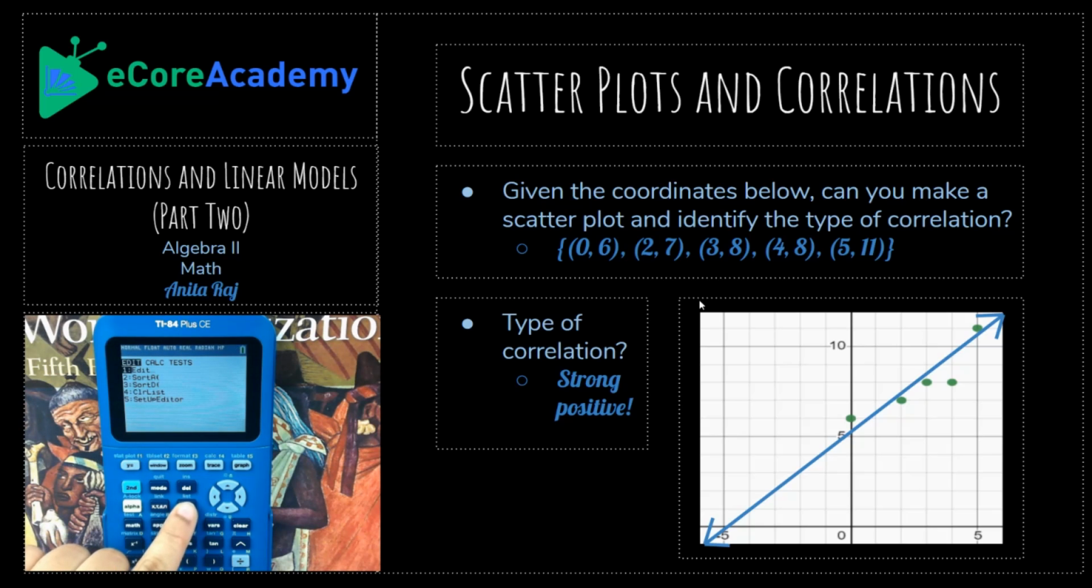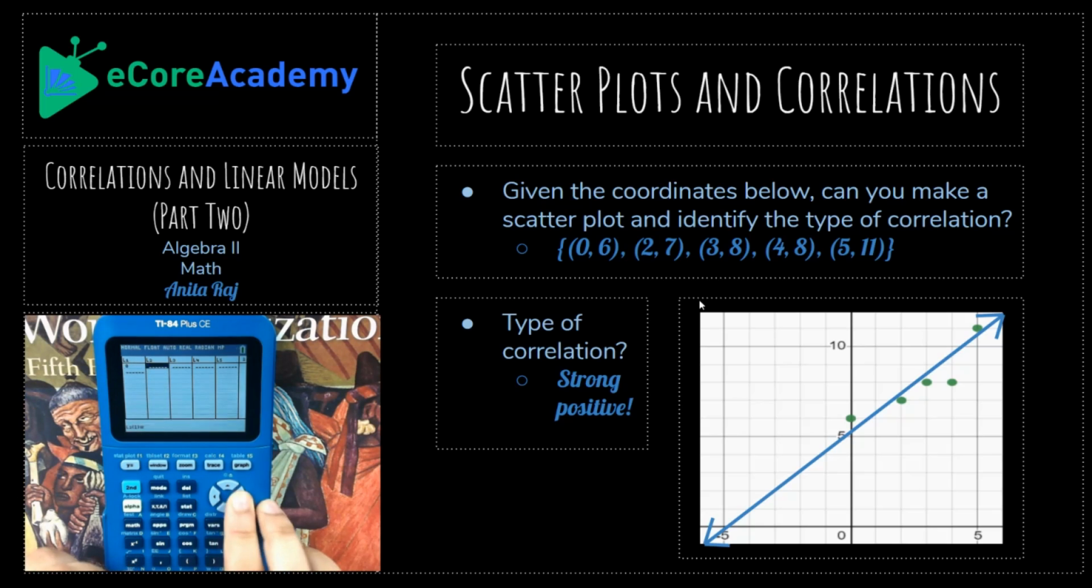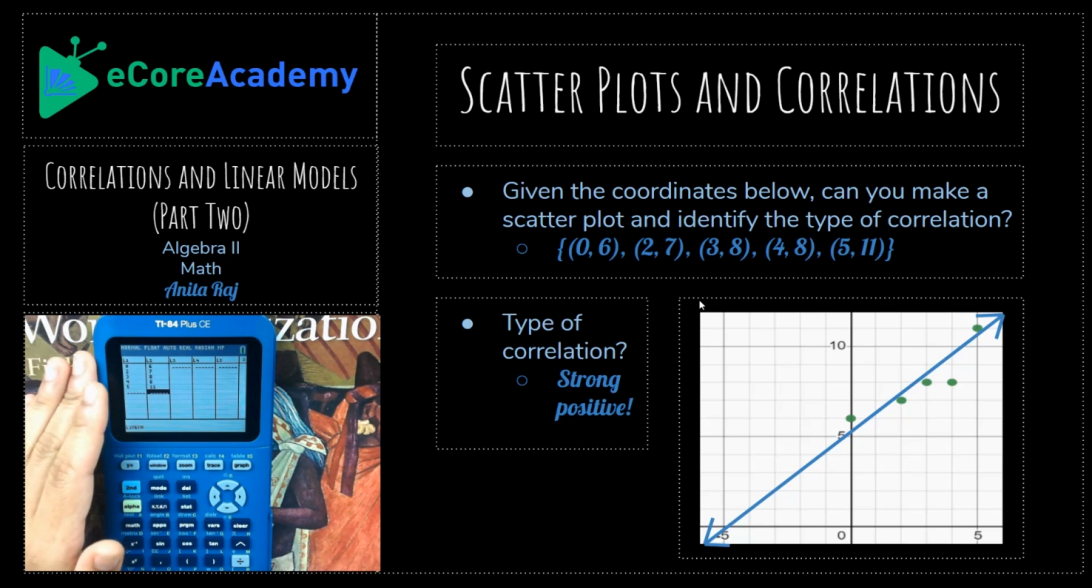Then we want to hit 1 for edit because we're going to edit the table. L1 are your x coordinates and L2 are your y coordinates. So we're going to be copying those exact same 5 coordinates into this table. Treat it like a normal XY table. So we're going to do 0, 6, 2, 7, 3, 8, 4, 8, and 5, 11. So those are our 5 points. So they're all in our table right now, and they're all set to go.